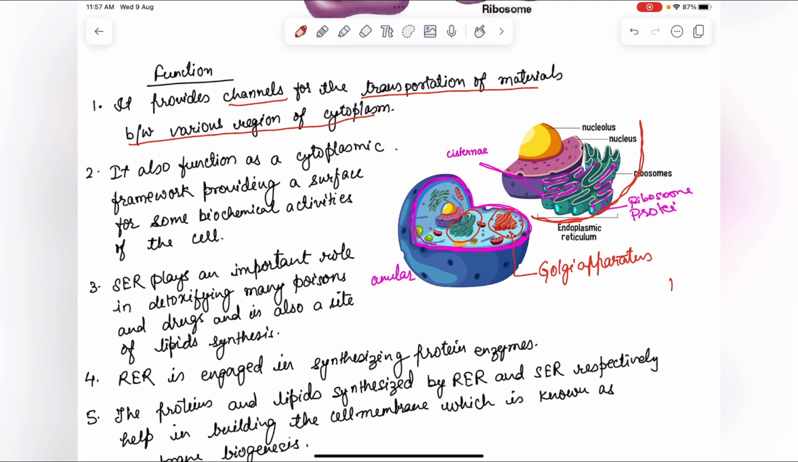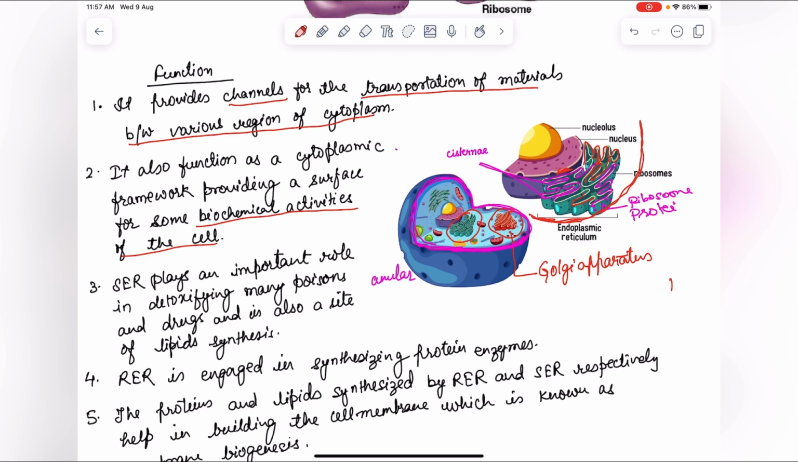Second point, it also functions as a cytoplasmic framework, providing a surface for some biochemical activities in the cell. So it is providing a framework, a surface for biochemical reactions. Third point, it also provides support to the cell. It forms a supporting framework of the cell and also serves as a pathway for the distribution of materials from one part of the cell to the other part.